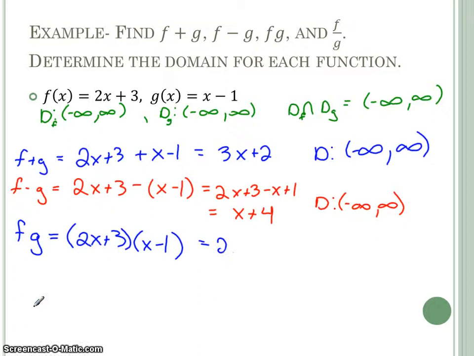So let's see, we'll get 2x squared minus 2x plus 3x minus 3. Combine like terms just a little bit, and we'll get 2x squared plus x minus 3. What's our domain? All reals.